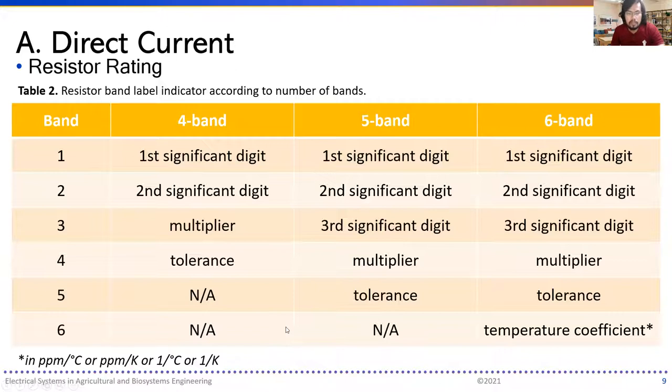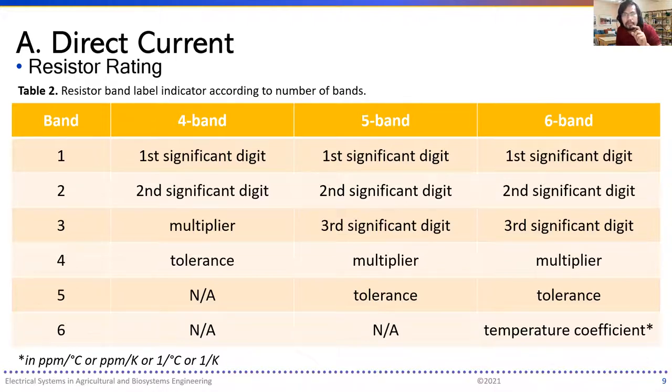And we reach a summary table because we were just talking about the 4-band resistors. Now, what about the 5-band and the 6-band? For the 4-band, the first two bands are the significant digits, and the third is the multiplier. The fourth is the tolerance. And lastly, there are no 5th and 6th bands, so they are not applicable.